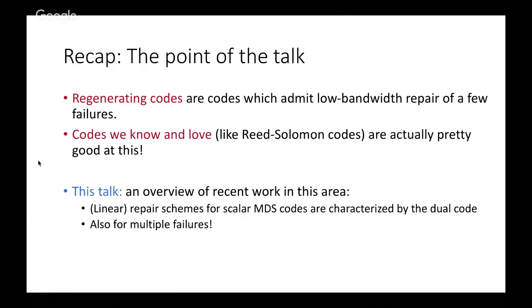Also true for multiple failures. And this means that by coming up with nice bunches of dual code words, which in the case of Reed-Solomon codes means just nice polynomials, we can come up with repair schemes for Reed-Solomon codes and any scalar MDS code we like. Cool. So I'd like to conclude with some open questions, because I think that there's lots of really interesting directions.